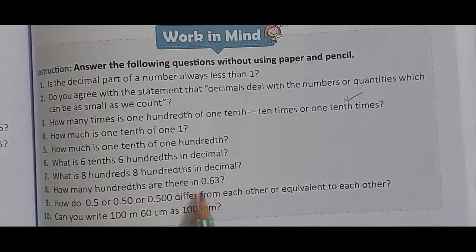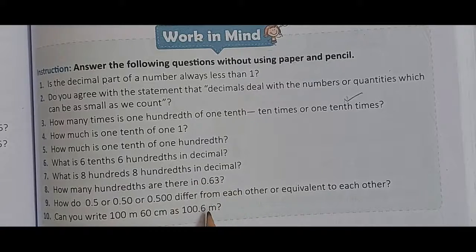Next question, how many hundredths are there in 0.63? The name which we give to 0.63 is 63 hundredths. So we can say there are 63 hundredths in 0.63.